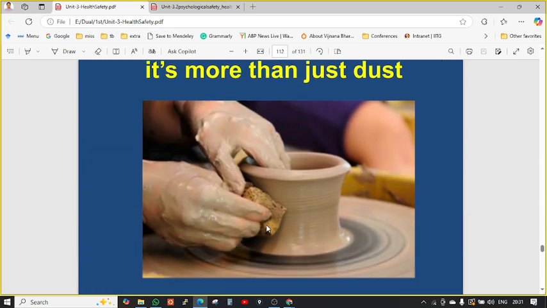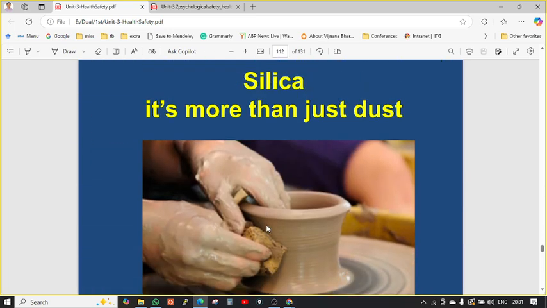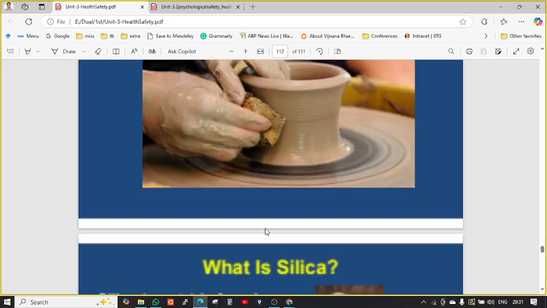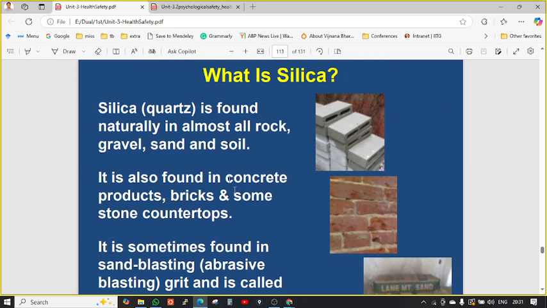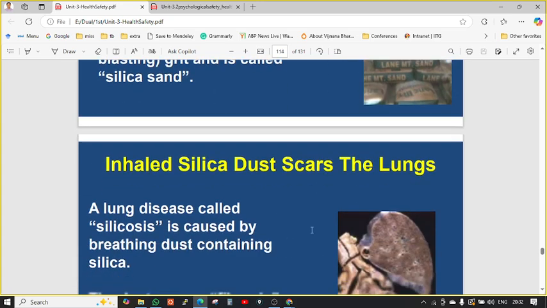Then the next chemical is silica. Silica is just called sand or sand particles, dust particles, or you may call it mud particles. Silica is a quartz particle found mostly in rock, soil, and bricks. So this is common. Everyone is exposed to silica, but there is no limit. If you are exposed in a more dusty area, then obviously the persons exposed to dust become ill, and in unsafe conditions they can be injured in the long term.